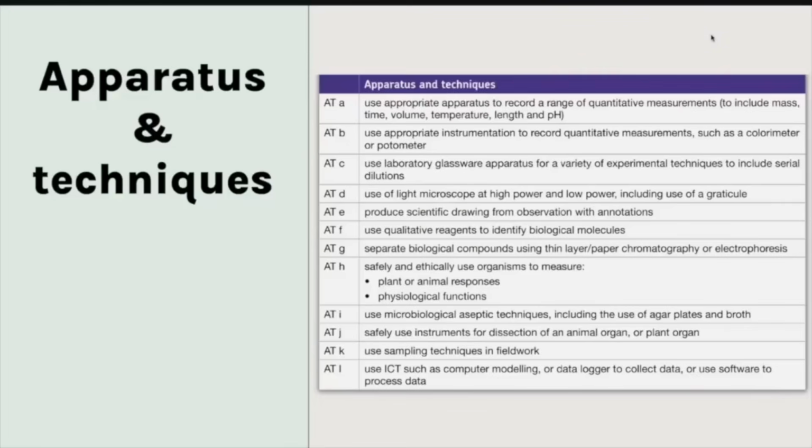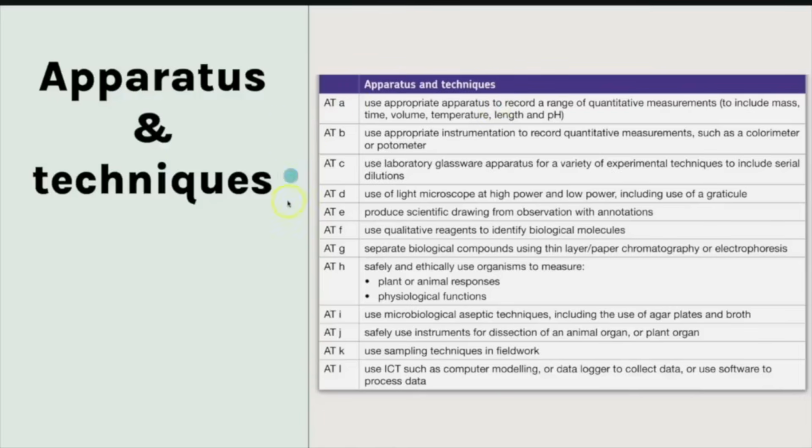So here it is, the apparatus and techniques table. And you can find this in two places: the required practical handbook, or the practical handbook, or in your specification under the practical section. So that is where to locate this, or just screenshot it and you've got it here. Now this is the same for AS and A-level, and what I recommend to do is learn all of this information in the table, and that is how you revise for the practicals. So let me give you some examples.